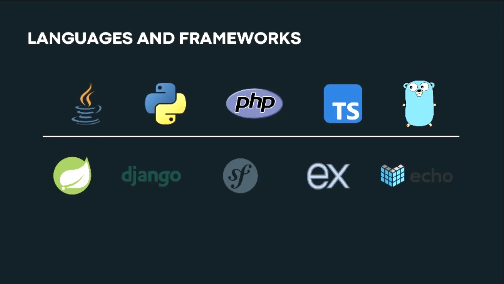So backend development can be made more efficient with the right tools. Frameworks like Express.js for Node.js, Django or Flask for Python, Spring Boot for Java offer pre-built solutions. These frameworks streamline development by providing ready-made libraries and structures, enabling developers to focus on building unique features.